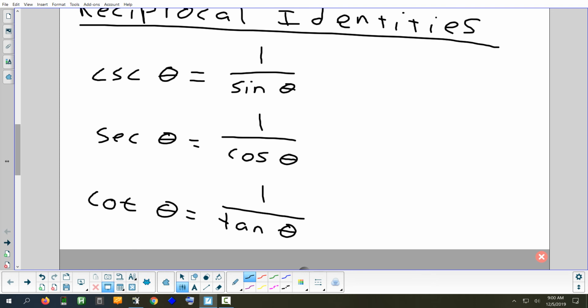And the reason it's an identity is because that's true all the time. It's not like this formula only works if your angle is 10 degrees. No, this formula works if your angle is 12 degrees, 78.3, doesn't matter. You can always flip the sine and you will always get the cosecant. All of the time. Always true. That makes it an identity.